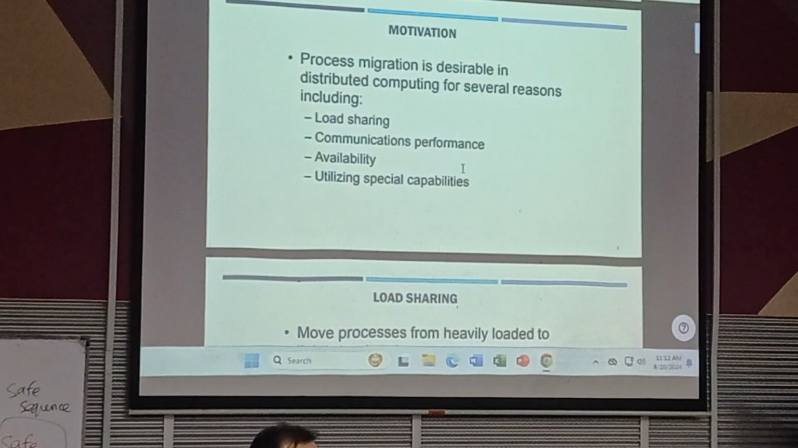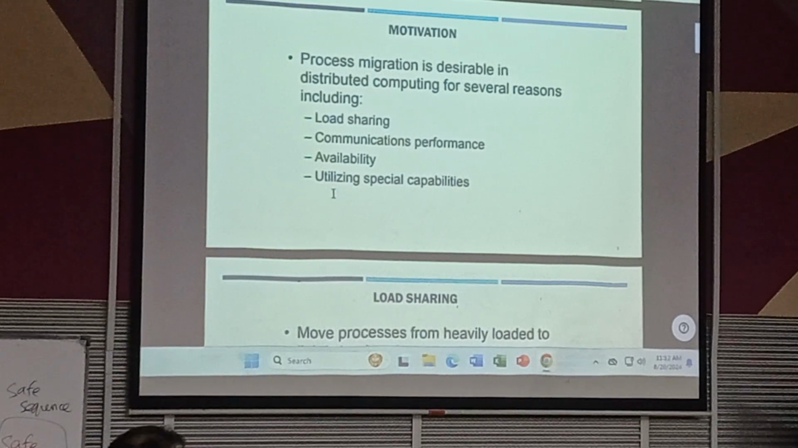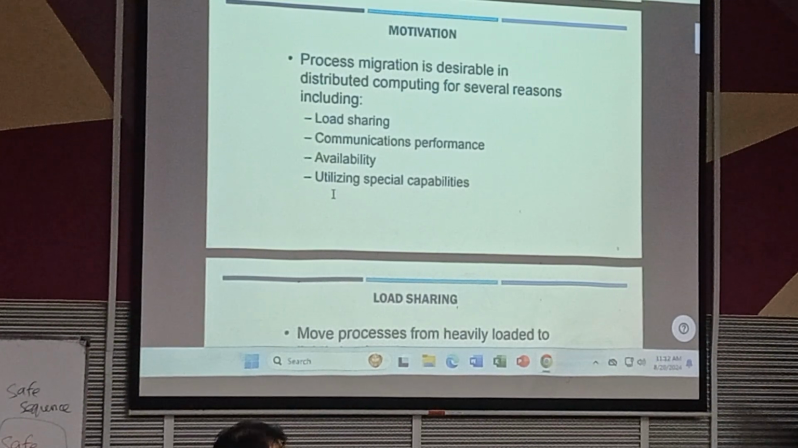So they cannot guarantee you this, okay? So in order to create this high availability, you need to have this process migration in place, by the operating system. Whenever there is any hiccup, it can actually migrate immediately. So that is availability. The last one is the resources, utilizing the resources or utilizing the special capabilities.